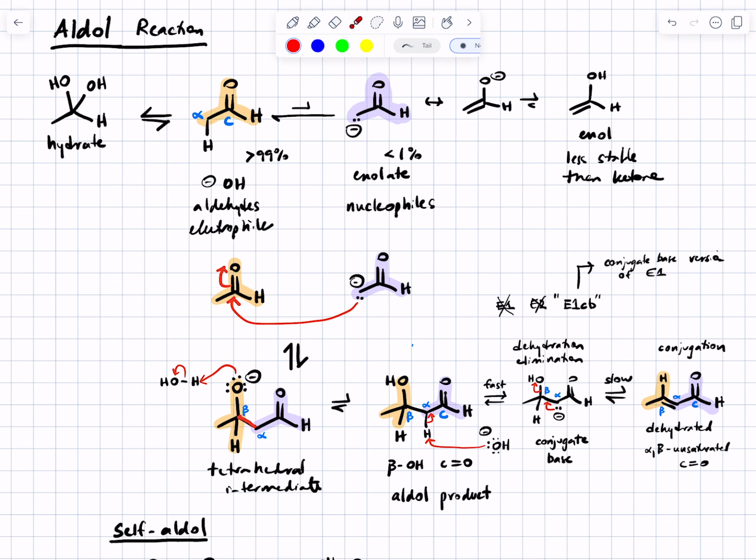However, if you already know it's a mechanism question, you already know what the starting materials are, you already know what the products are, then it's totally a fair question for me to ask you to draw a reasonable mechanism, okay? So we drew a reasonable mechanism for the forward reaction. Let's go ahead and draw a reasonable mechanism for the reverse reaction.